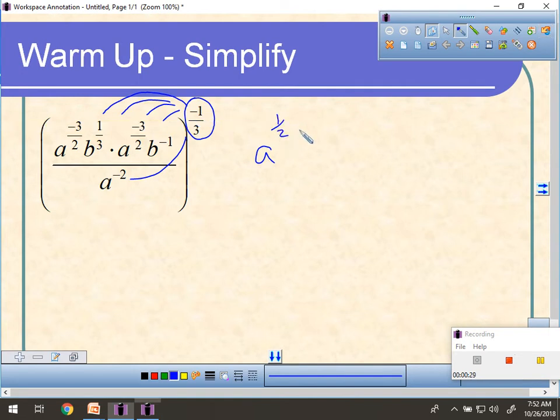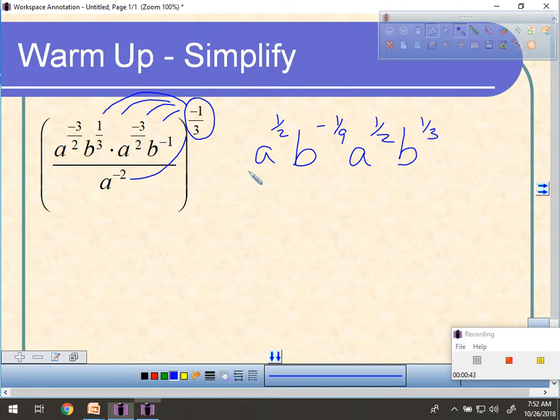And then b, if I distribute that, that's going to give me negative 1/9. And then for a, if I distribute that, I'm going to get 1/2. And then for b, I'm going to get a positive 1/3. All right, and then over, that'll be a to the 2/3. Okay? So that's the first step, is to distribute your exponents.